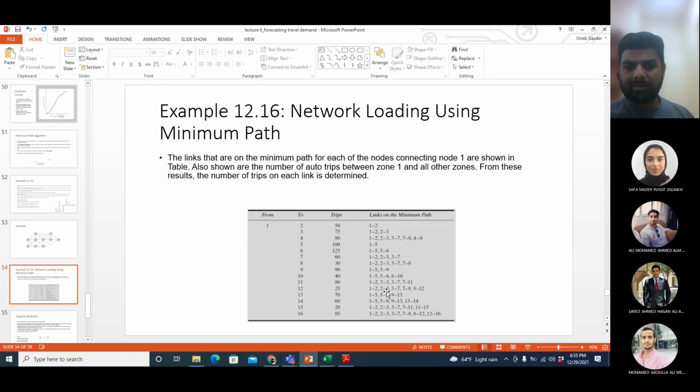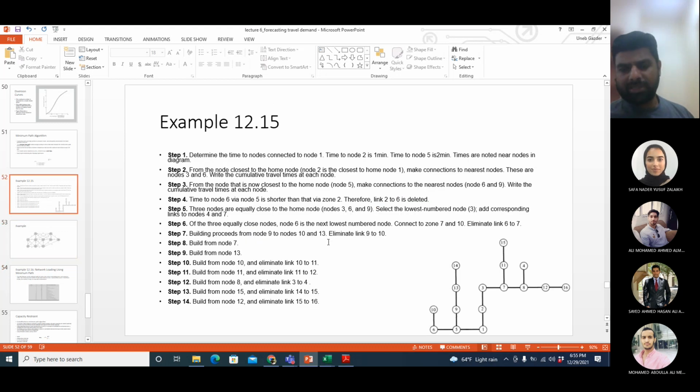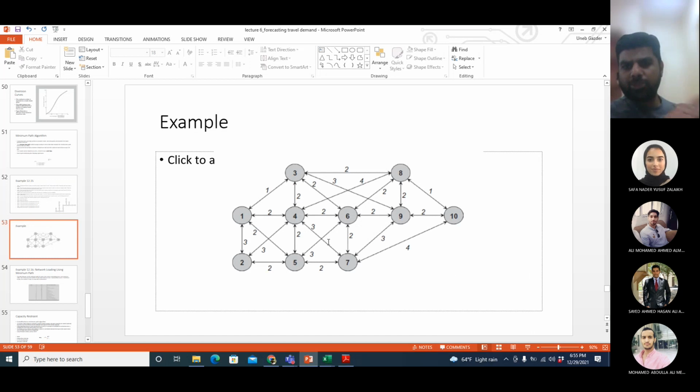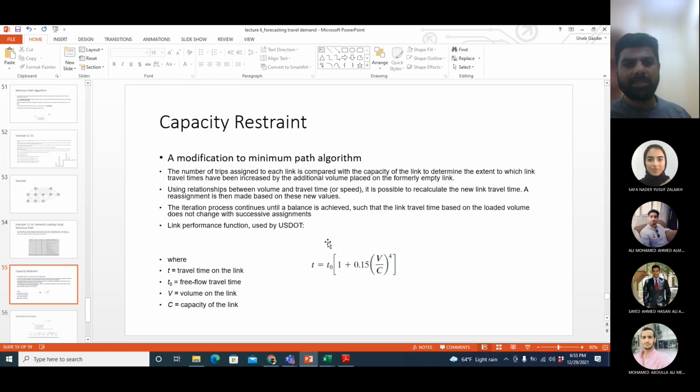Okay, and there if you want to go from 1 to 5, 1 to 6, which path you will take, and so on and so forth. Okay, the paths are given, and the procedure is given here. But basically, from each node to the end node, you will see all the possible paths, and then you will take the one which has the least travel time. This is the main procedure here.